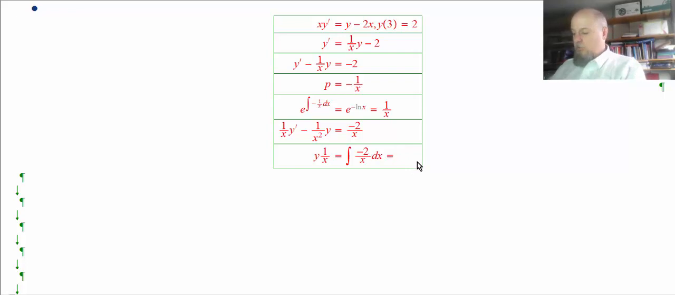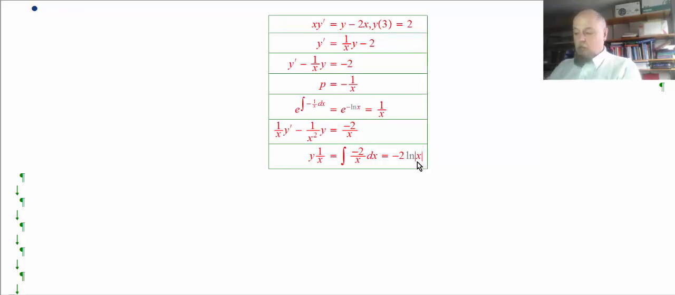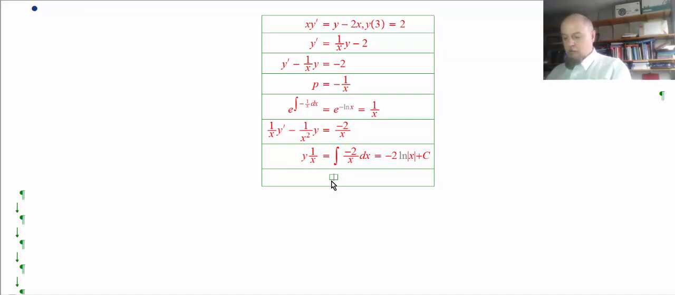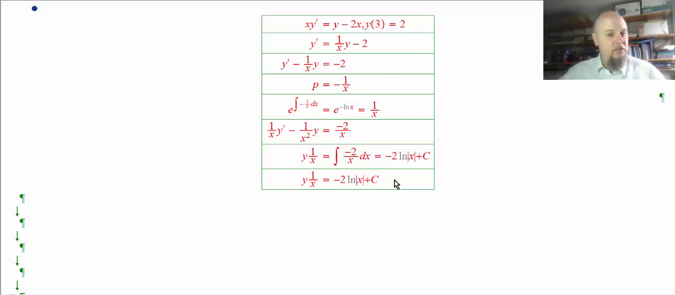Integrating minus 2 over x, that's minus 2 ln absolute value of x. At this stage, we put in the plus c. And so I've got my implicit solution. Okay, now we could solve for the explicit solution and then get the c because we have an initial condition, or we can get the c now by subbing it in. Let's get the c now.